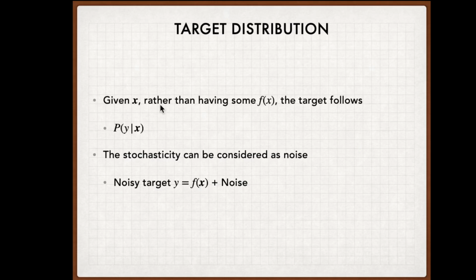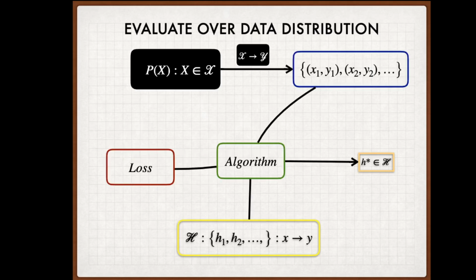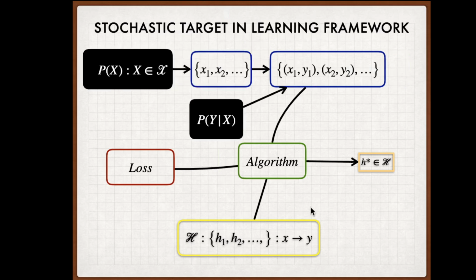Therefore, given the x, rather than having a deterministic target function f(x), now we consider the target follows some distribution. Given an x, y is distributed in the target space. Alternatively, we can think of y as following some target function plus some noise, whose information is not embedded in the x observation. And with this in mind, we change the framework of learning a little bit. We add some distribution of y here, and the unknown distribution of x generates x samples, and the unknown distribution of y, the noise, contributes also to this joint distribution of x and y.